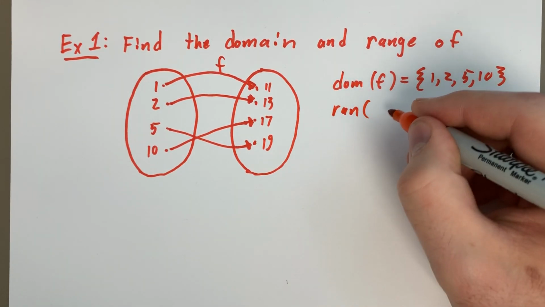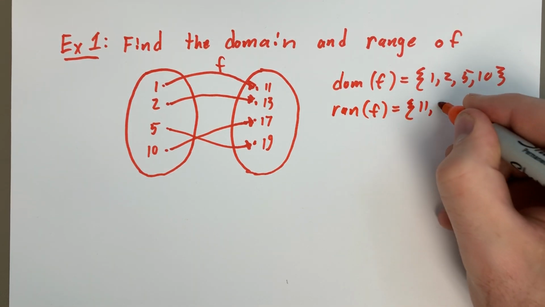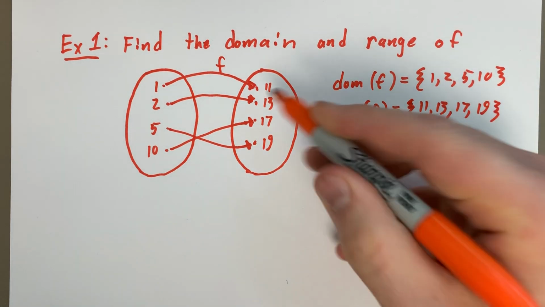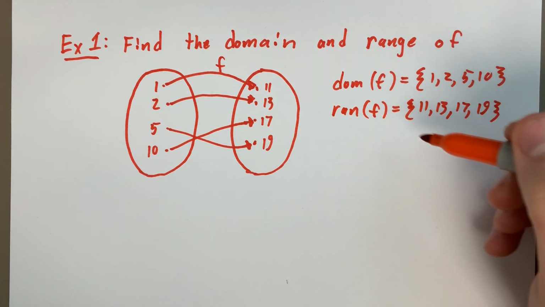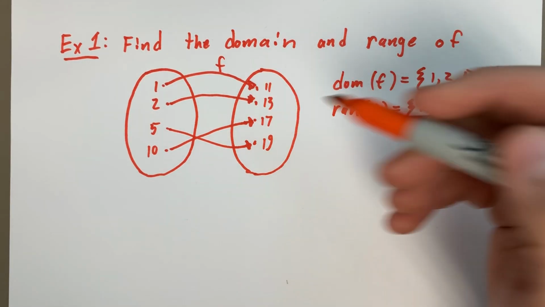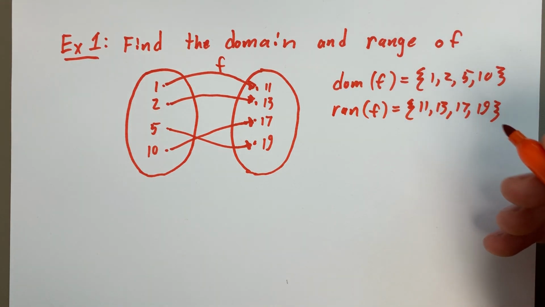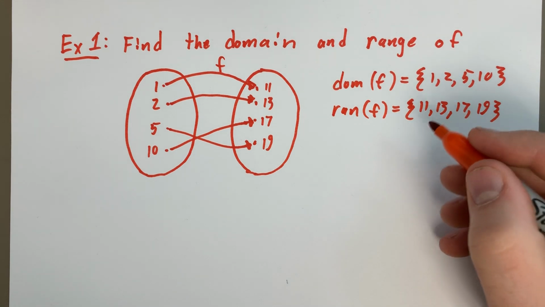So the range, which we'll denote as ran of f, is equal precisely to 11, 13, 17, and 19. Because we got all of them. Everything has an arrow going to it. So those are the domain and the range of f in this case. So for this, we are done. We have everything that we need here. Got domain, got range. We confirmed that this is a function.